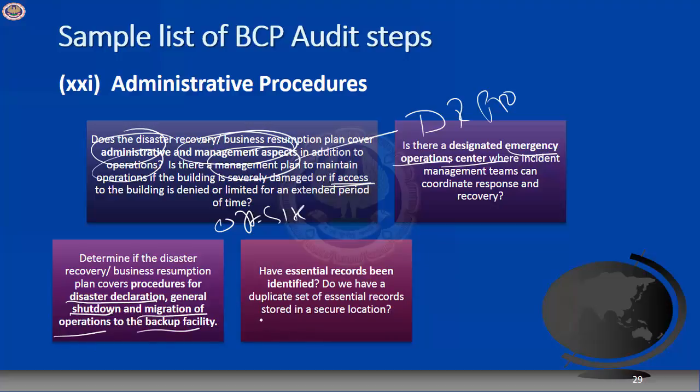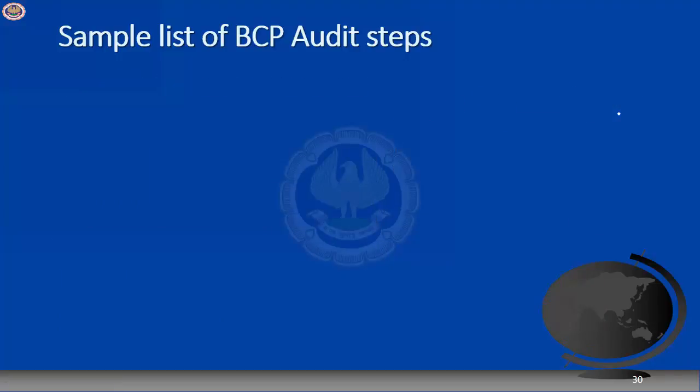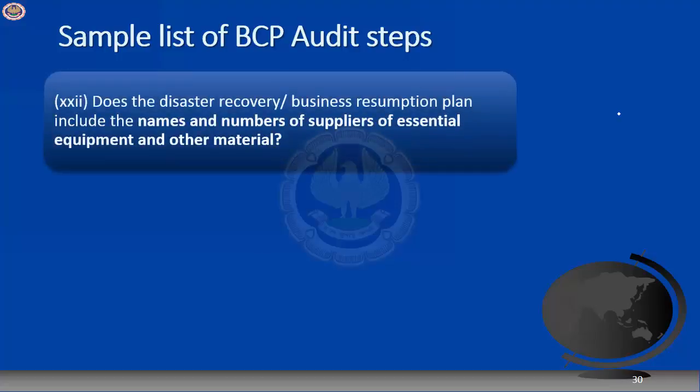You also need to ensure there is a duplicate set of essential records with the documentation which are available in a secure location. You also need to ensure that you are able to retrieve the documents as required in the case of emergency. For example, you have to make an insurance claim. You need to ensure a copy of the insurance claim with the relevant forms is actually available in the offsite location, because the original document will be lost in the fire. Does the disaster recovery plan include the names and contact details of the suppliers of essential equipment or the key service provider? This is another aspect you will cover.